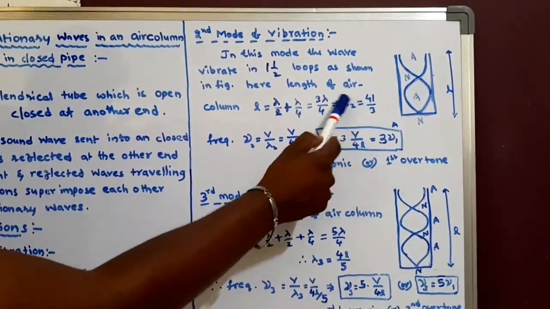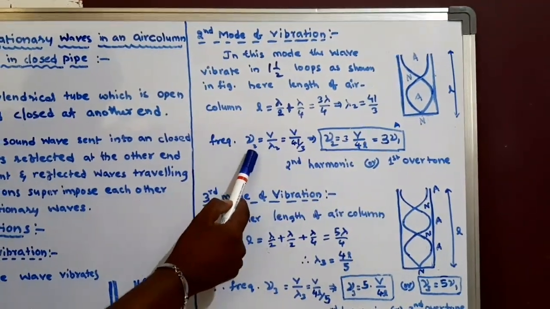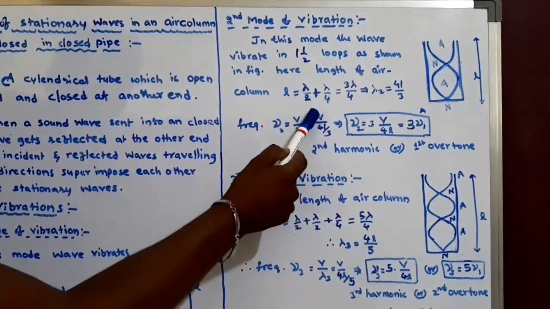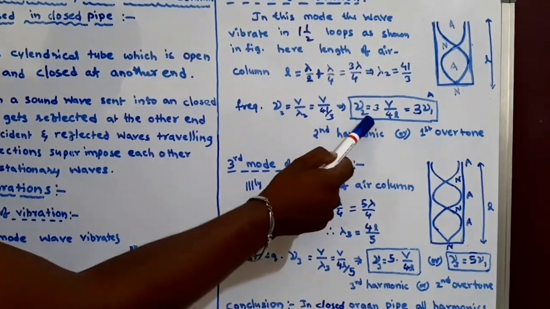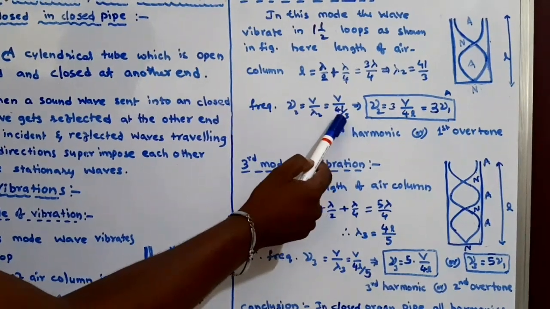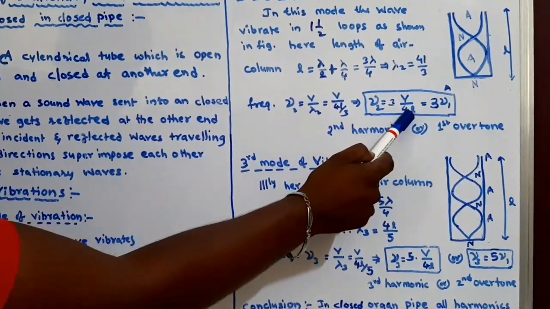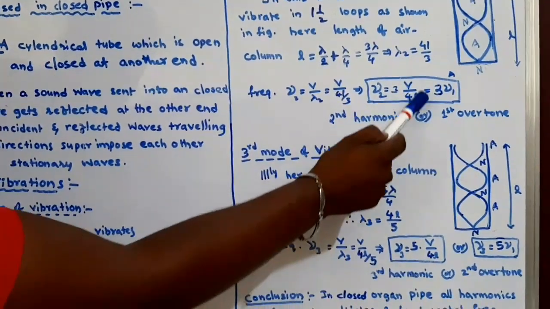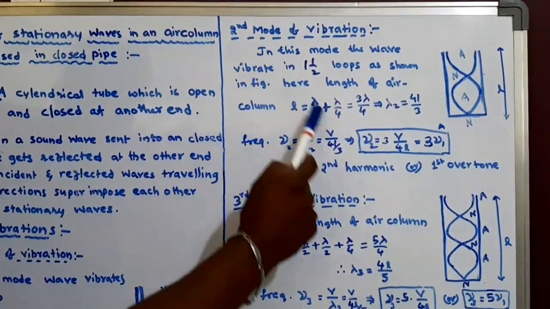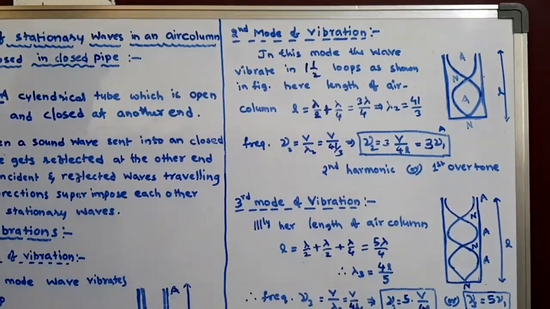If you assume that lambda is lambda 2, then it becomes 4L by 3. Then nu 2, the frequency, is nothing but velocity by lambda, so V divided by 4L by 3. So nu 2 is equal to 3 into V by 4L, the denominator becomes the numerator. What is V by 4L? That is the fundamental frequency. Then for the second mode of vibration, the frequency is equal to 3 into nu 1.